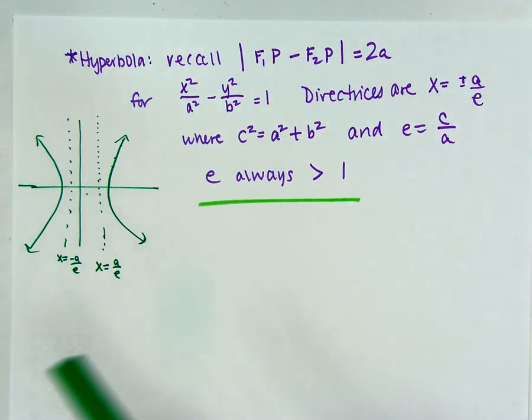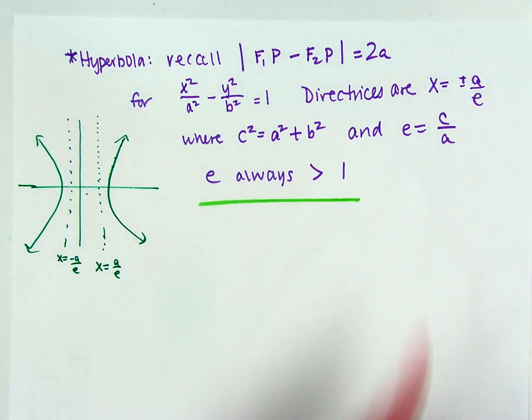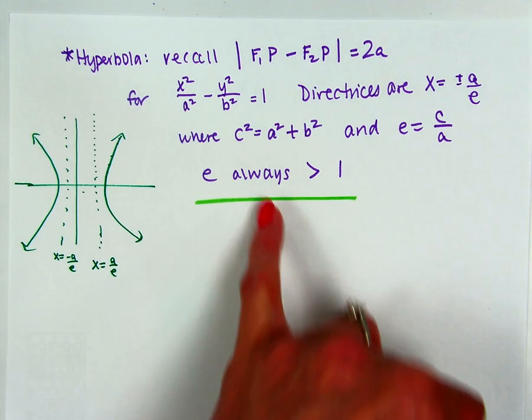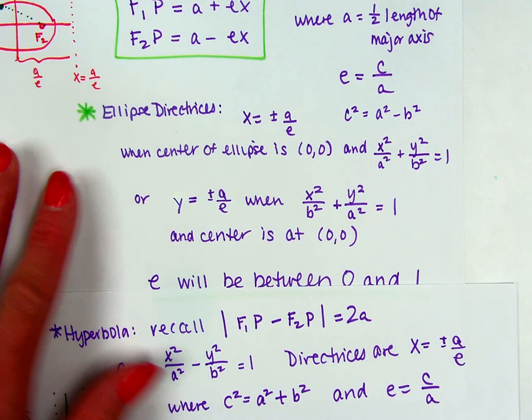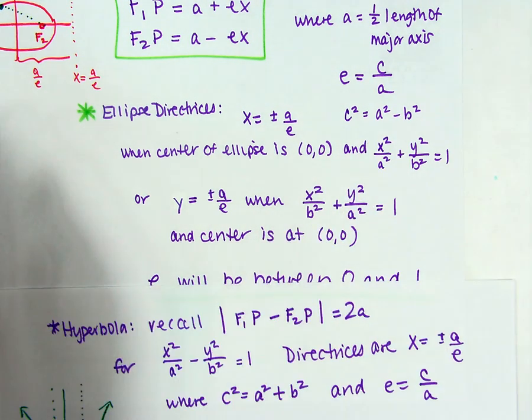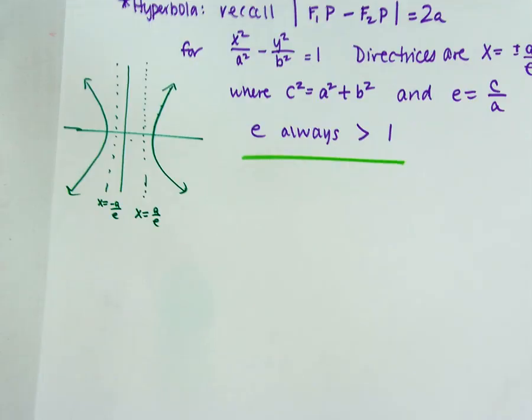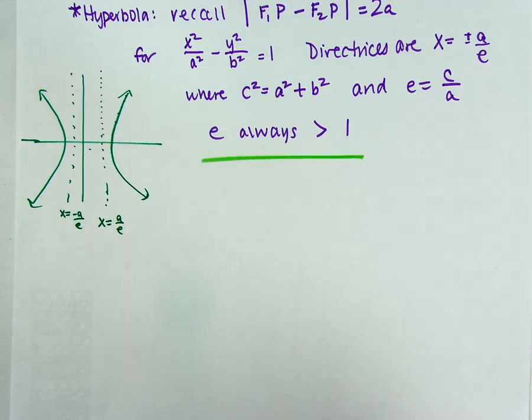And the eccentricity of the hyperbola is always going to be greater than 1. So a couple things to point out. Remember that for a hyperbola, it's c squared equals a squared plus b squared. For an ellipse, it's c squared equals a squared minus b squared. I believe that in your book there is a typo.